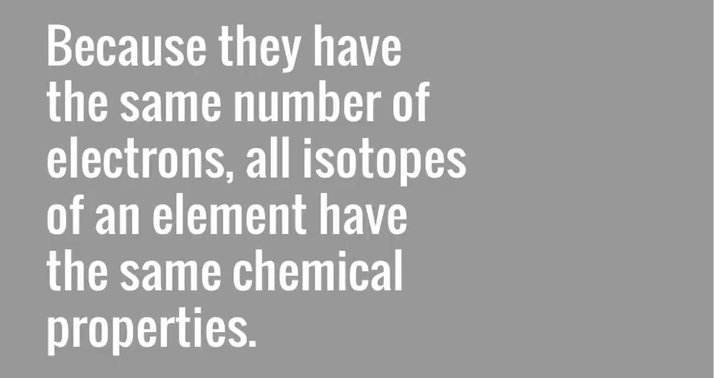So a quick important key on isotopes is that because they have the same number of electrons, they all have the same chemical properties. But as you'll see in just a second, we can look at isotopes and use them for different purposes based on some other properties that they have.